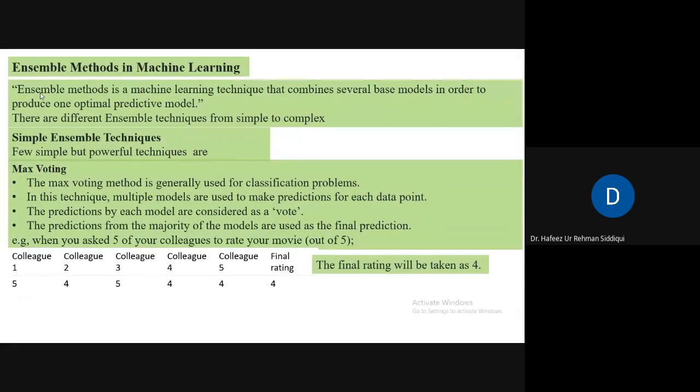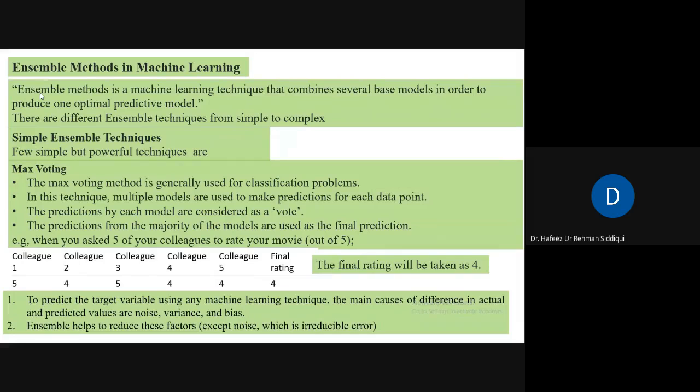All right, the final rating will be taken as 4. So the idea is very simple. Predict the target variable using any machine learning techniques. The main causes of differences in actual and predicted values are noise, variance, and biases. Ensemble helps to reduce these factors.